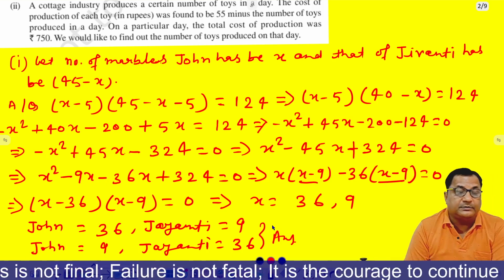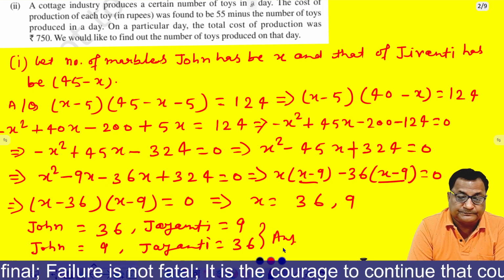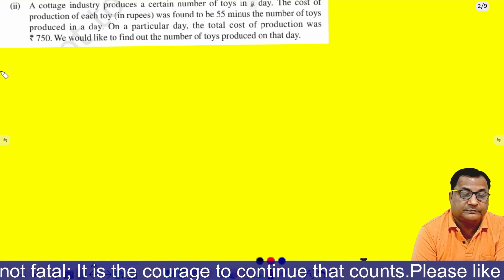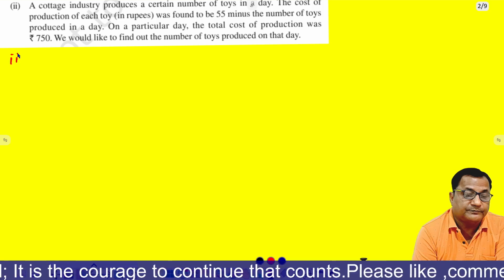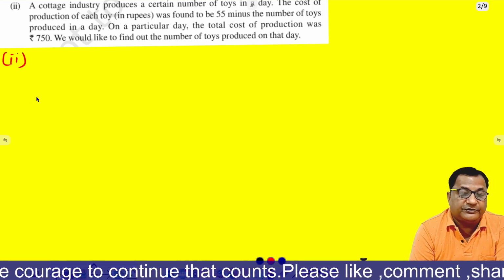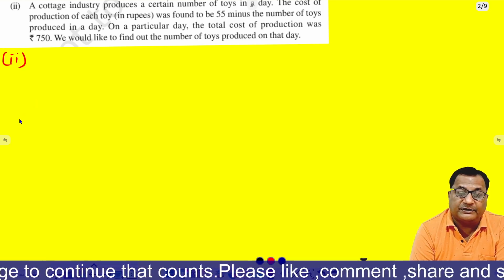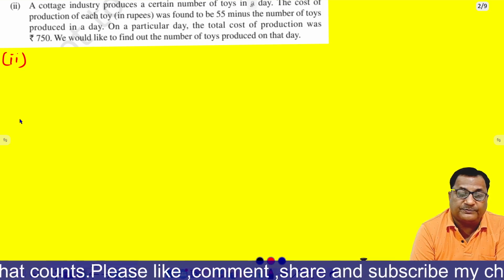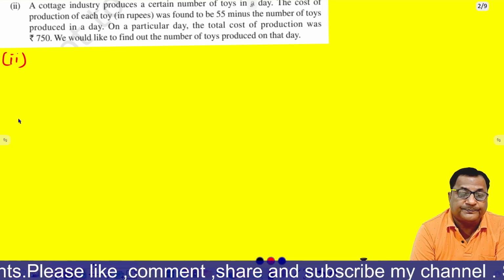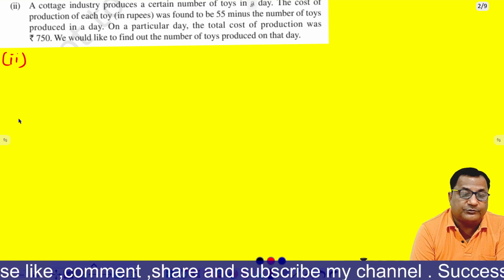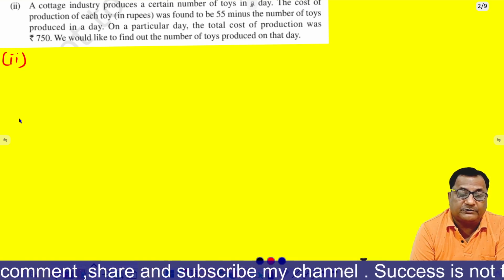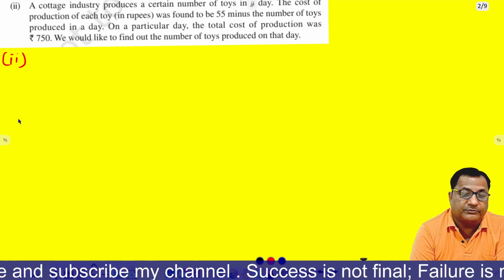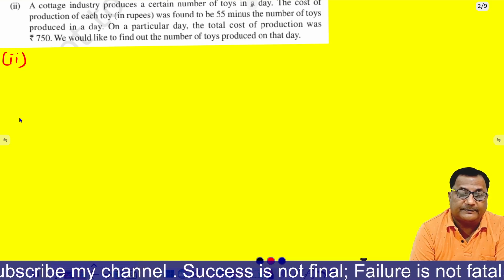Now question number 2. A cottage industry produces a certain number of toys in a day. The cost of production of each toy in rupees was found to be 55 minus the number of toys produced in a day. On a particular day, the total cost of production was 750 rupees. We would like to find out the number of toys produced on that day.